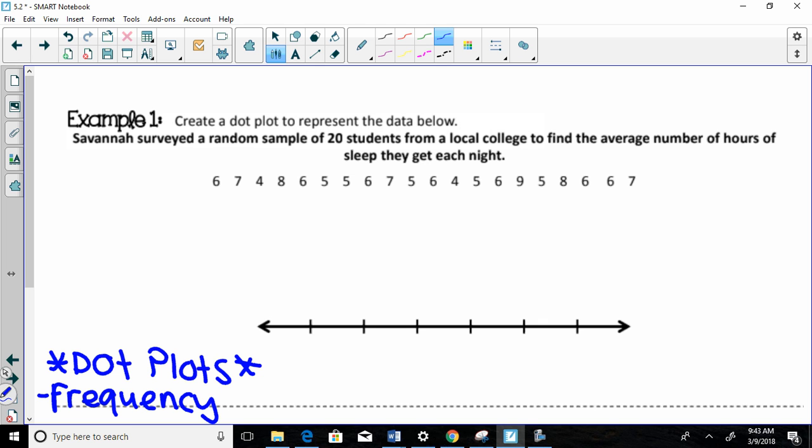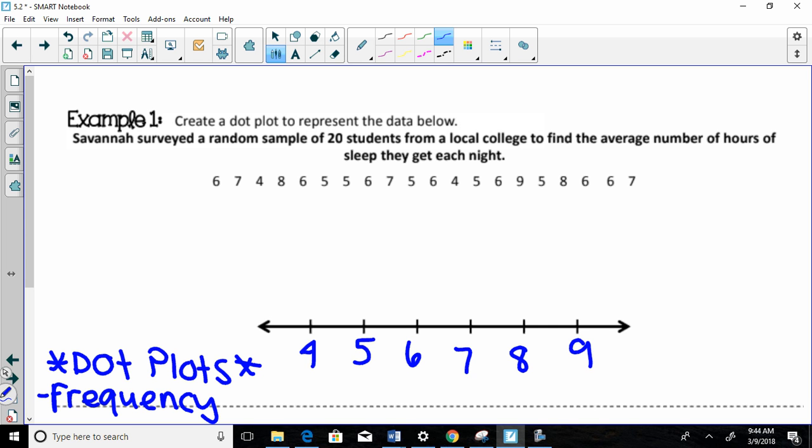So first, this says Savannah surveyed a random sample of 20 students from a local college to find the average number of hours they sleep each night. And so what's the smallest amount of hours someone slept? 4. And the largest? 9, right? And I'm going to just fill in the rest. 4, 5, 6, 7.